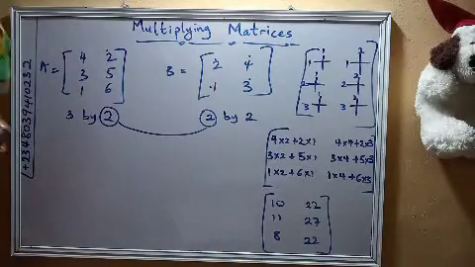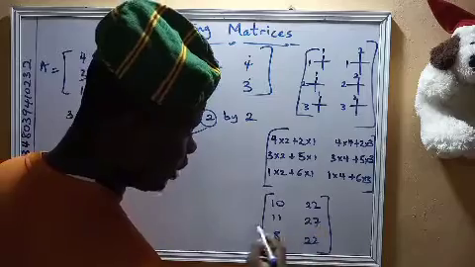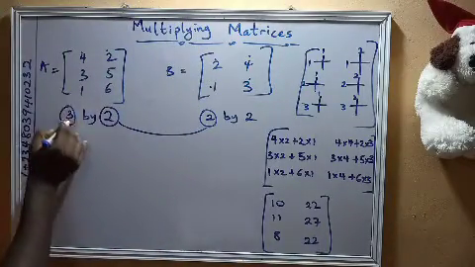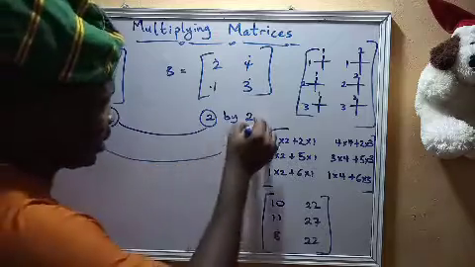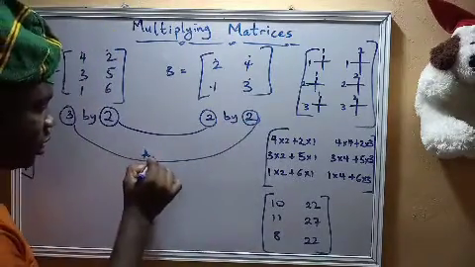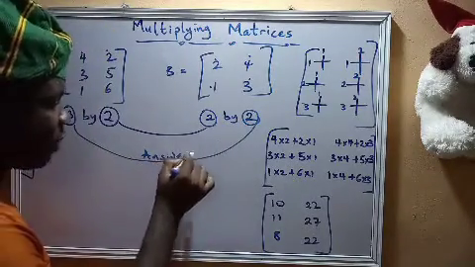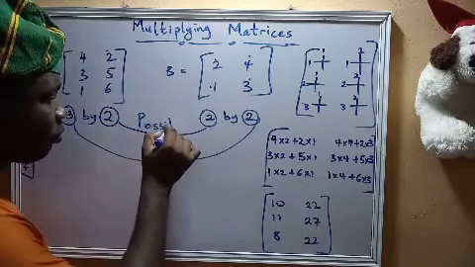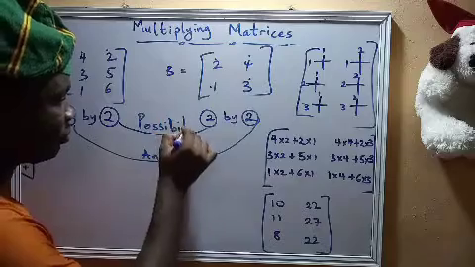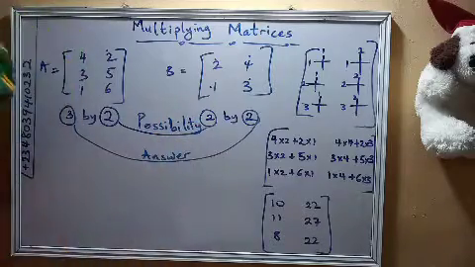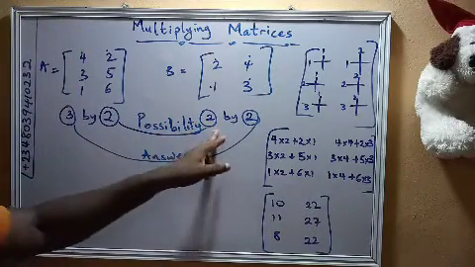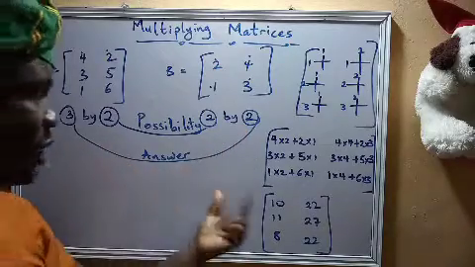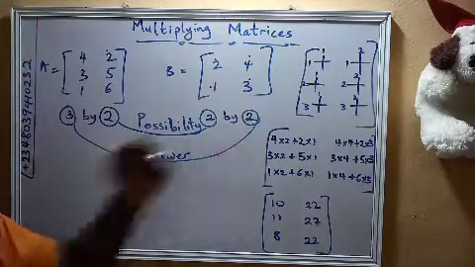Now, what do we notice? This one has 3 rows and 2 columns. So this and this tells us of the possibility, while this and this tells us of the answer, that the answer is going to be 3 by 2.